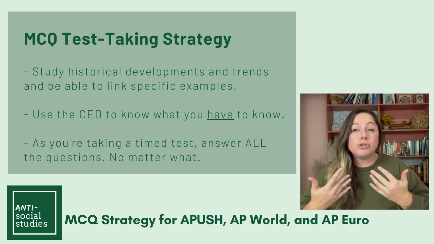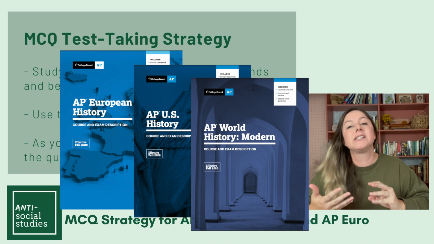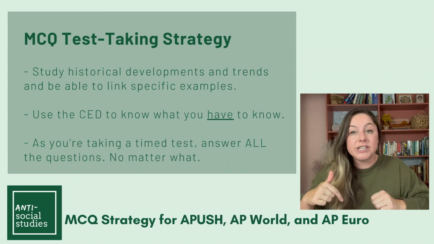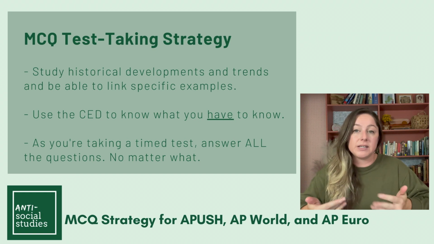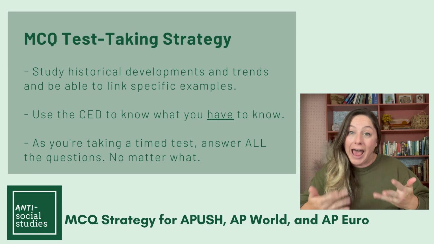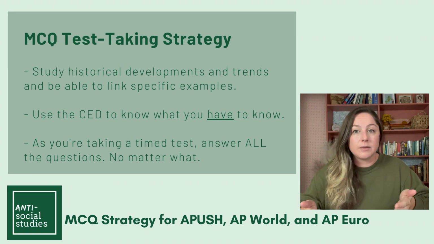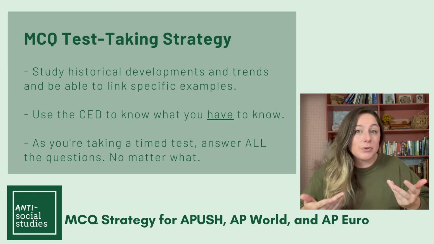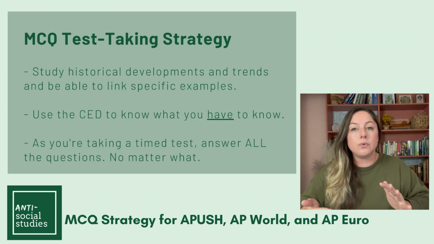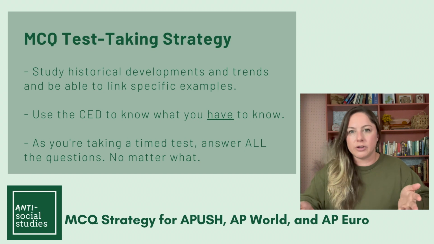Another strategy is you should be using the CED or the course and exam description to know the stuff you have to know. And I've linked here in the video these simplified CEDs that I've made. Basically, it just takes word for word what the College Board says you have to know, and it makes sure that if there's a specific name or a specific document, for example, the APUSH CED says specifically that you need to know the Declaration of Sentiments. So if you're using that College Board guide as your review guide, then you're not gonna be caught off guard with some document that you've literally never heard of before.